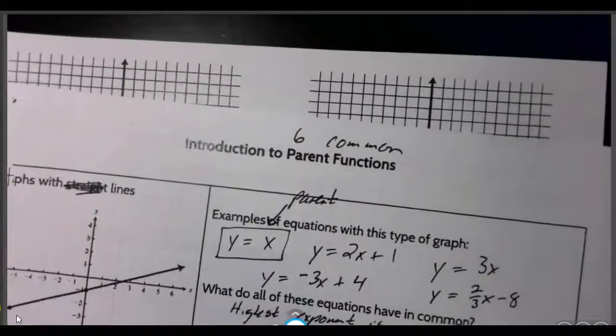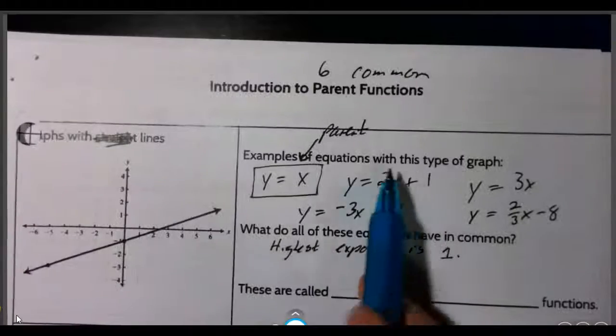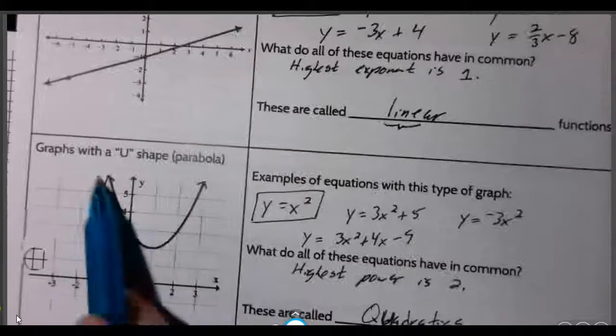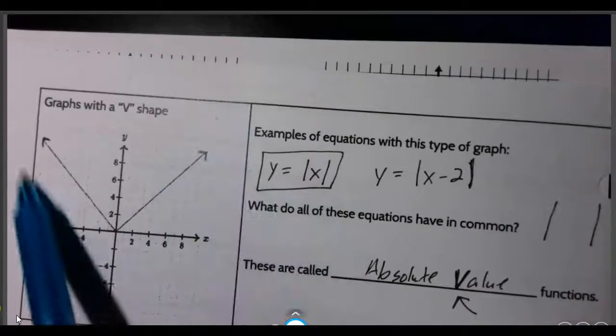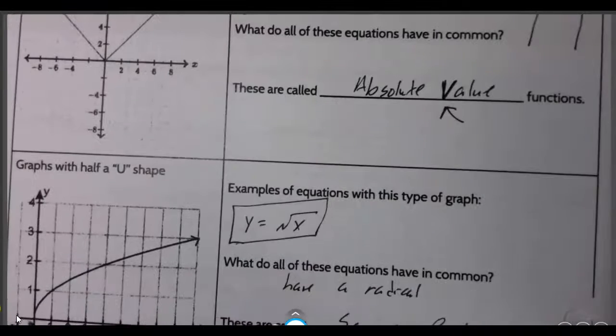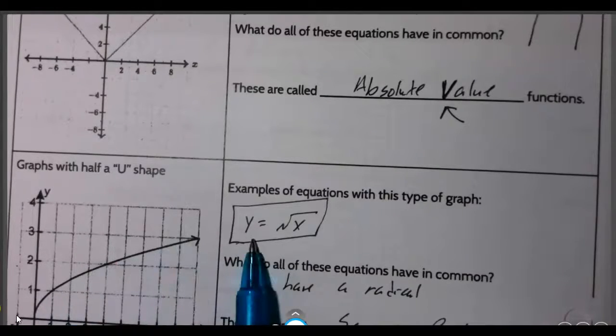And these are notes that you did last semester. It's about parent functions. So here's a line, here's a quadratic, okay? Here is a cubic, absolute value, remember the V shape, an exponential, a square root, and then the other one is an exponential.